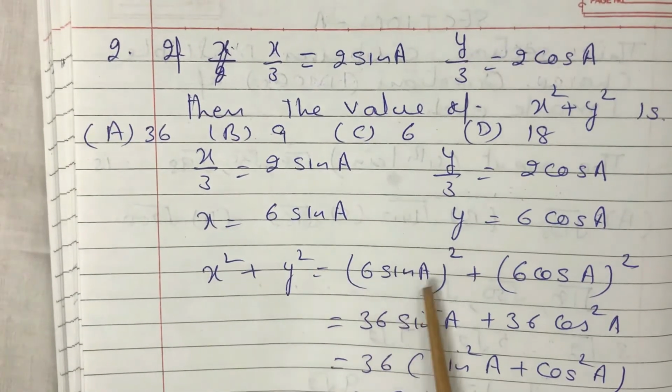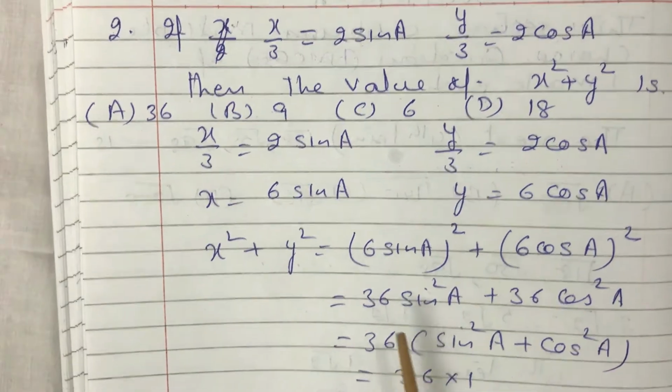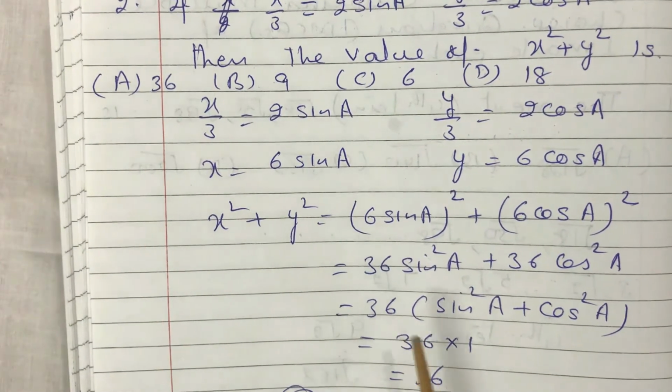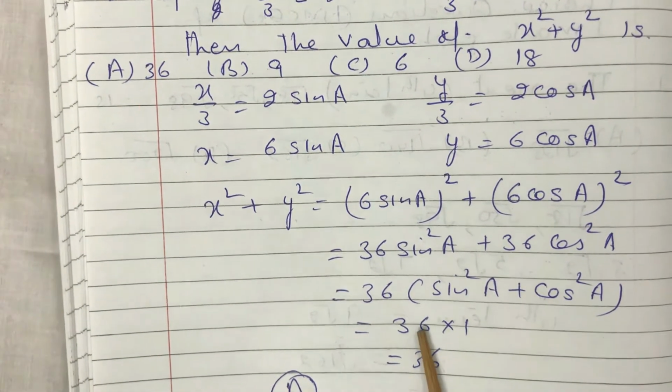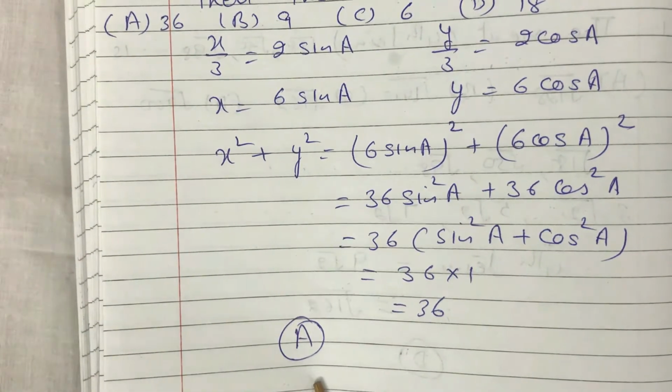That will be 6 sin A whole square plus 6 cos A whole square. When you solve this, you will get 36 sin square A plus 36 cos square A. Take 36 common, you will have sin square A plus cos square A in the bracket. This is 1, so 36 into 1. The answer is 36, so A is the option.